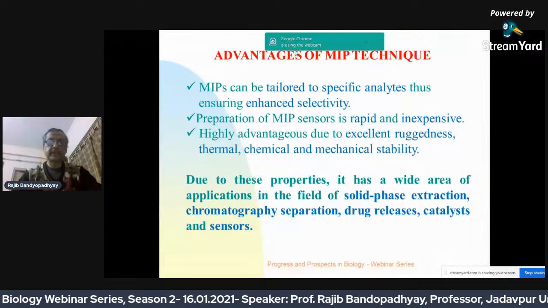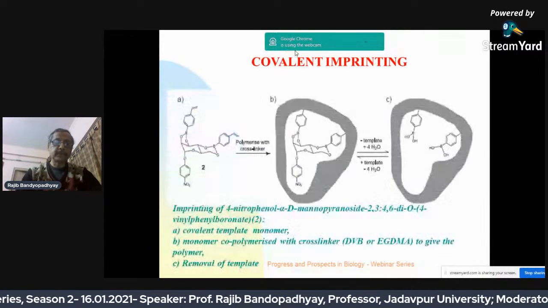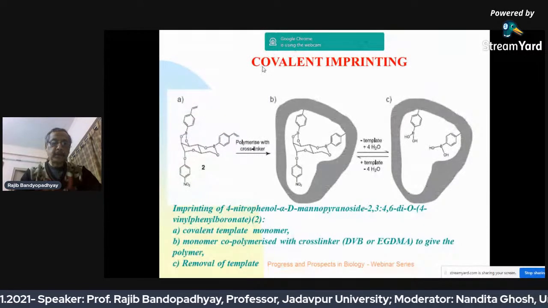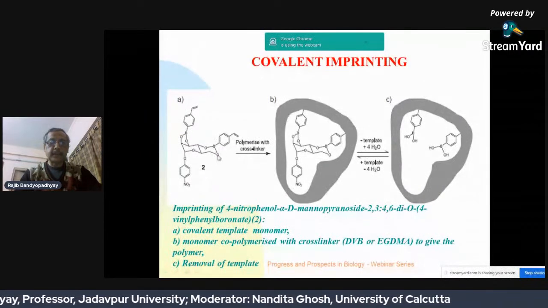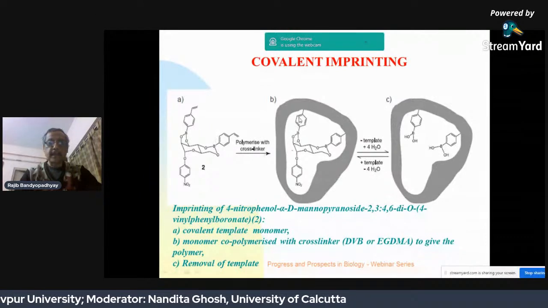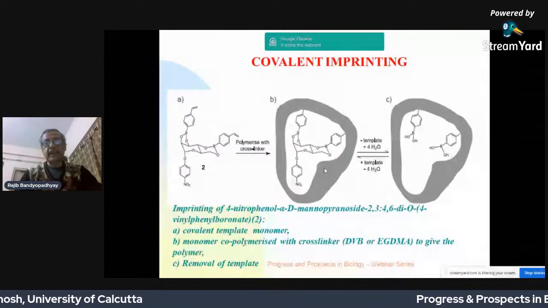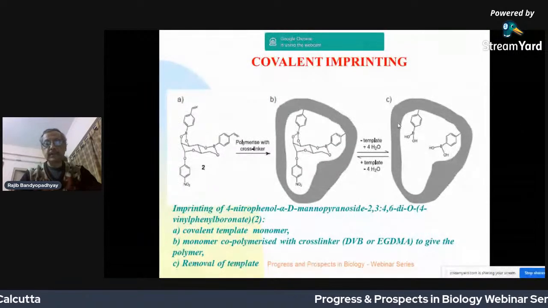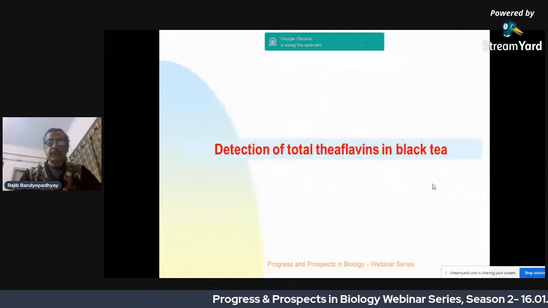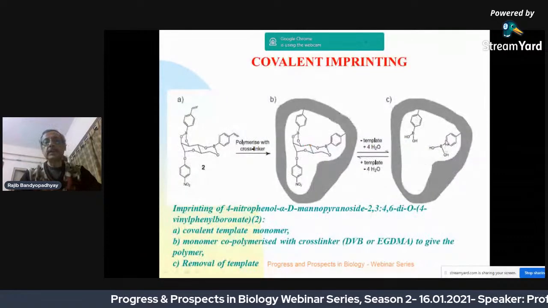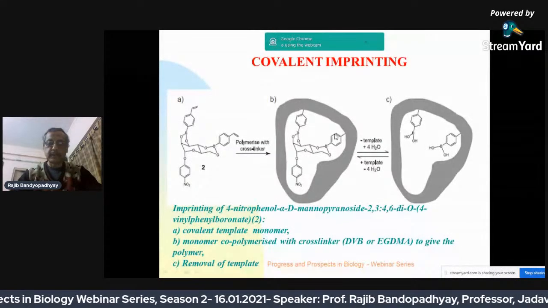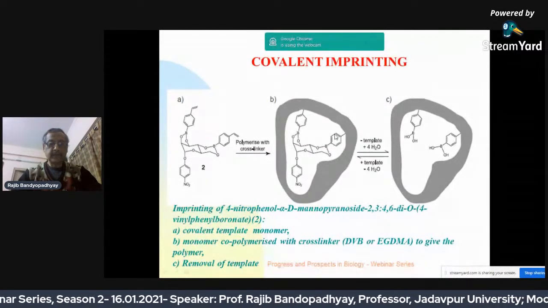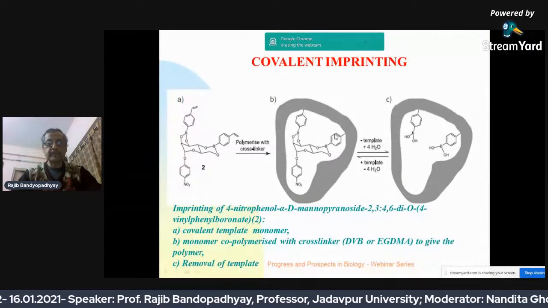We have the expertise in developing this MIP. So this is the idea that we polymerize. This is the target material. We polymerize with a cross-linker, and this is formed. And after forming this, we remove the target material. So this molecule can only absorb the target molecule. So that is the idea of molecular imprinting. If you know it, it's fine. Otherwise, you can just go through the basics of molecular imprinting.